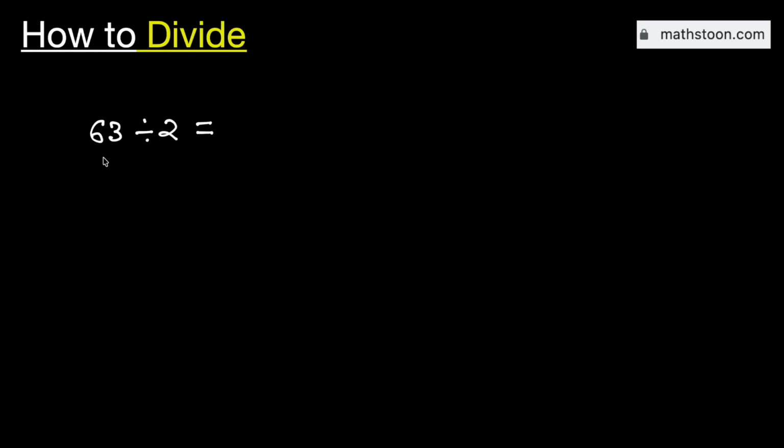In this video, let us learn how to divide the number 63 by 2 using the long division method. We know that 2 times 3 is 6. Subtract, we get a 0. Now this 0 is less than 2. That is why we will bring down this number 3 here.